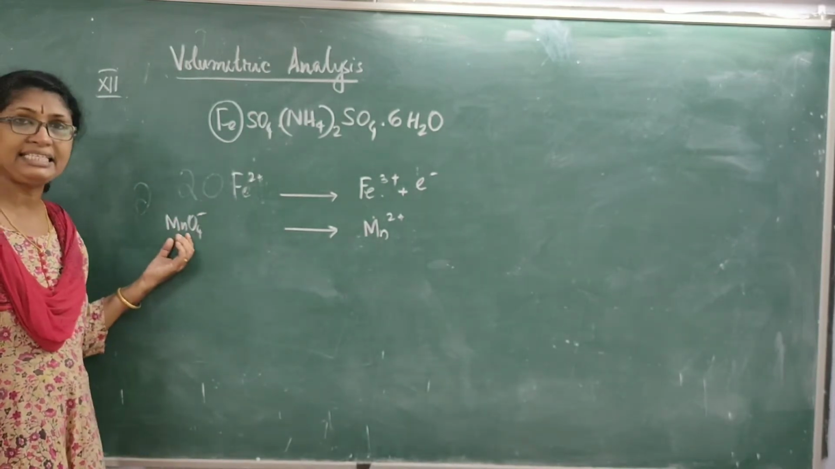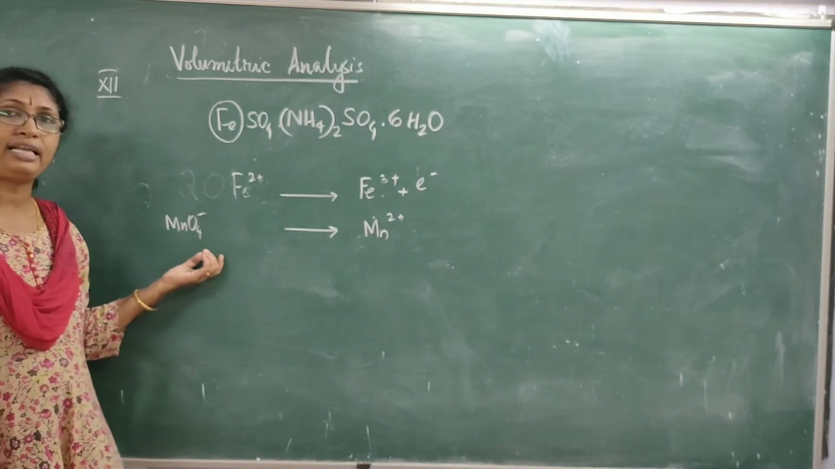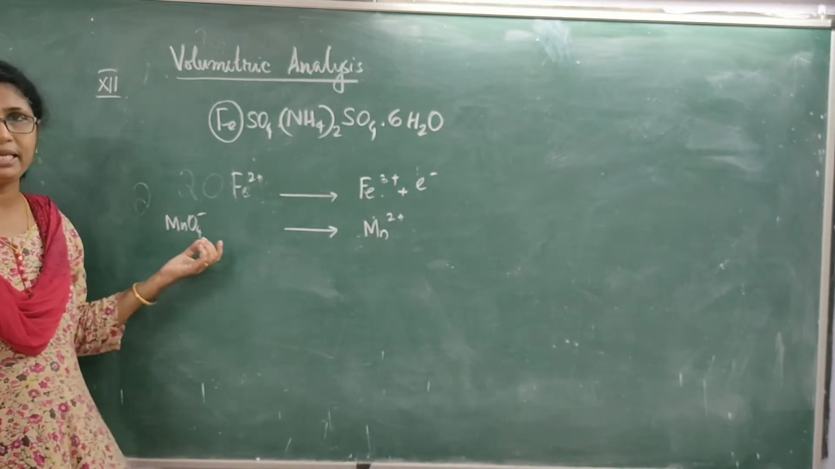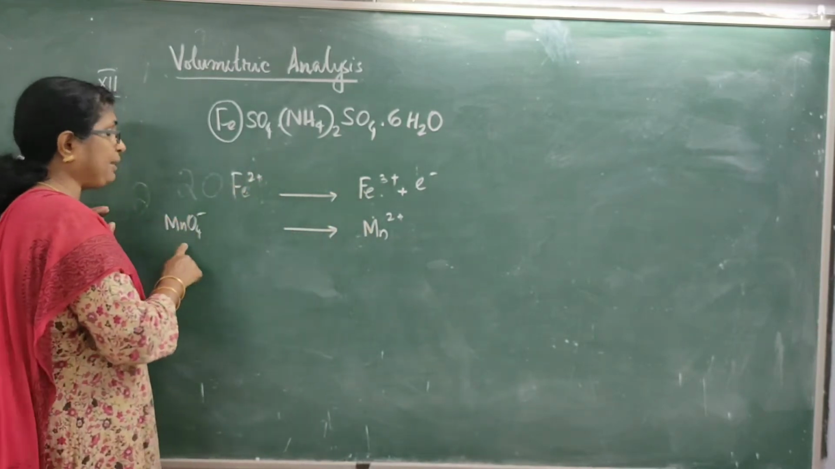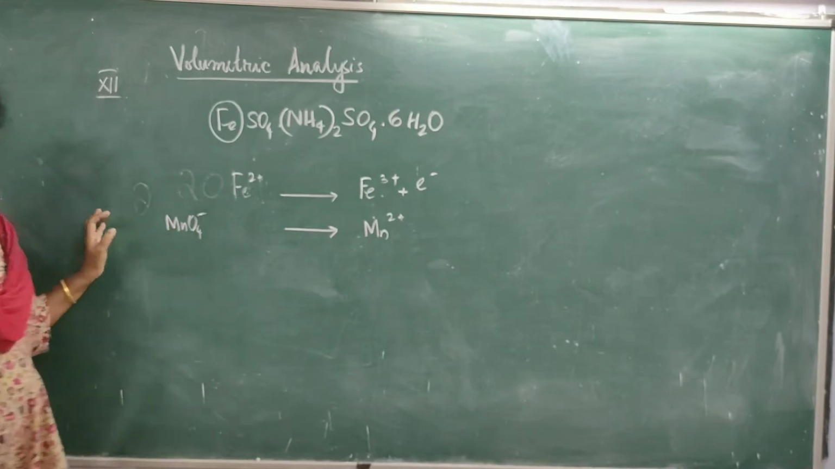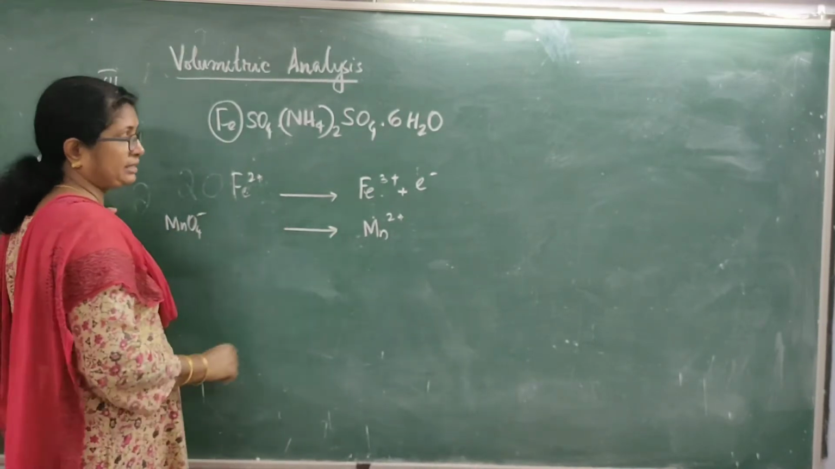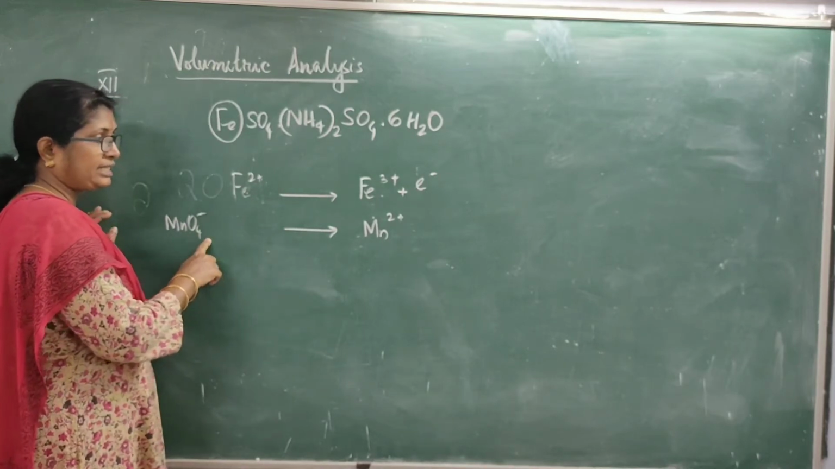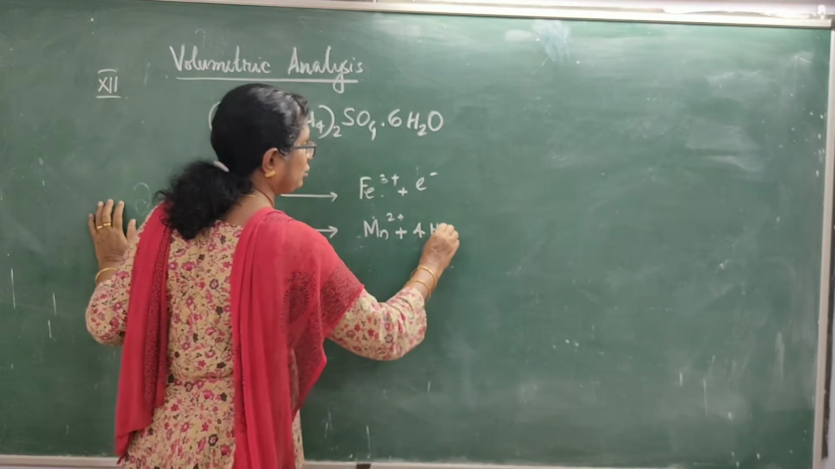So permanganate is the oxidizing agent. It oxidizes in the presence of an acid, that is in acidic medium. So Fe2+ is oxidized to Fe3+ and MnO4 minus is reduced to Mn2+. Now we have to balance these half reactions. MnO4 minus to Mn2+. Here there are 4 oxygen atoms. To balance that, we add 4 H2O.